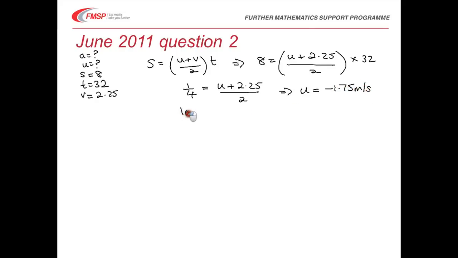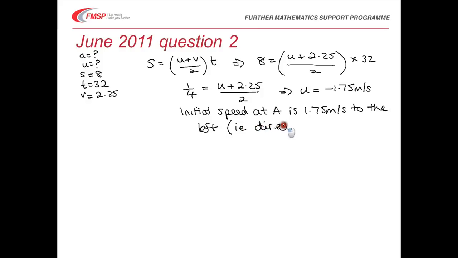So in other words, the initial speed at A is 1.75 metres per second to the left, and just in case our diagram isn't clear, in the direction B to A.